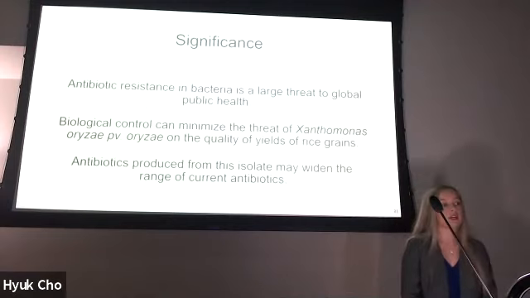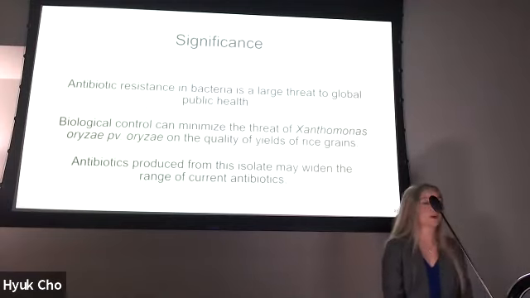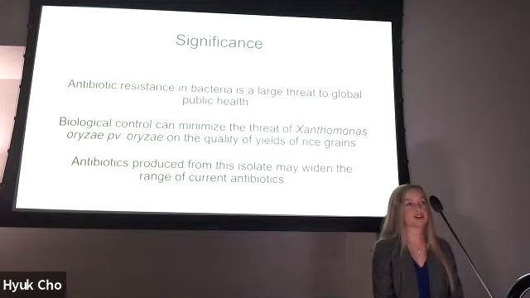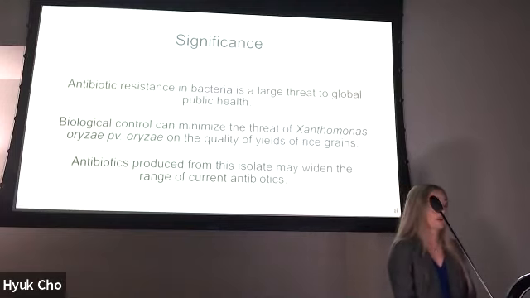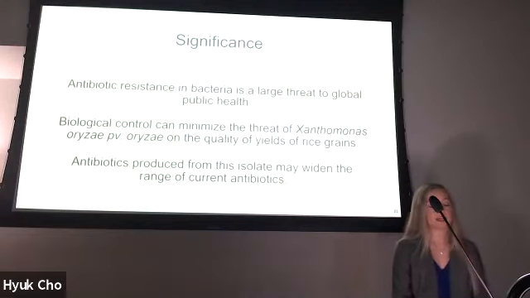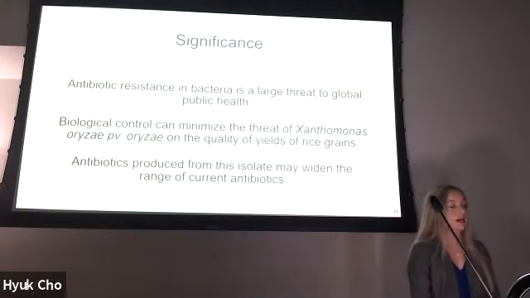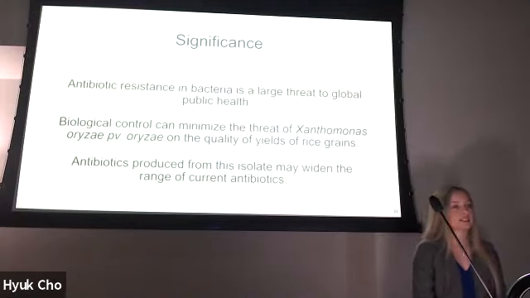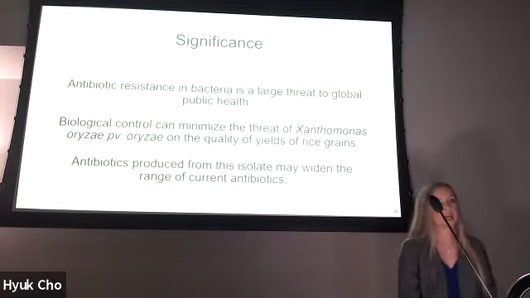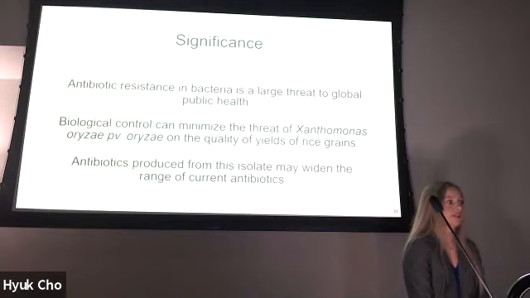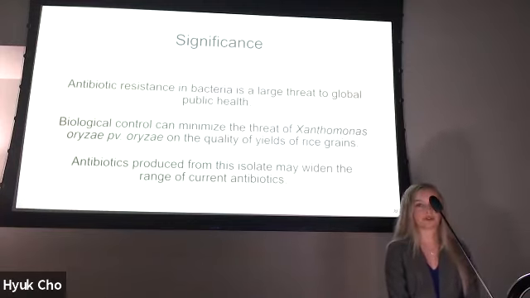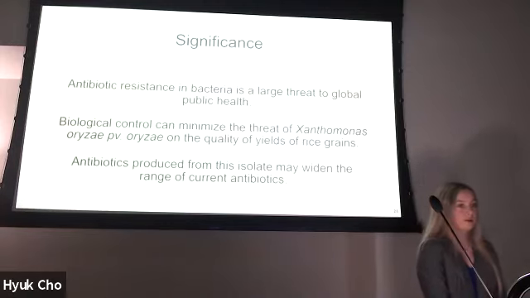This research is significant due to the rising antibiotic-resistant bacteria in our world. Pharmaceutical companies are declining in their efforts to search for new antibiotics, so finding alternative means of finding new forms of antibiotics or other ways to treat these bacteria is greatly needed. Second, utilizing biological control can help minimize the threat of Xanthomonas rice disease. By eliminating Xanthomonas rice disease, this can help stop it from continuing to spread throughout Asia and can potentially stop Xanthomonas oryzae from coming to the United States and affecting our rice crops. Lastly, if this isolate is able to produce a form of antibiotics, and it is a novel form of antibiotics, it will widen our current range of antibiotics used today.